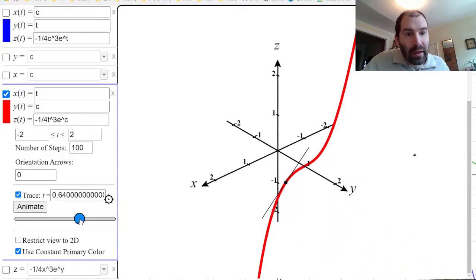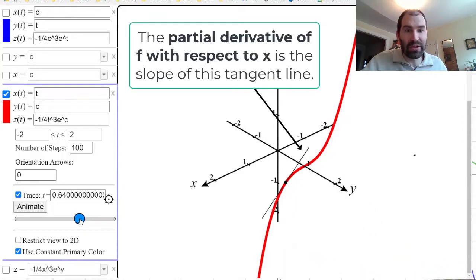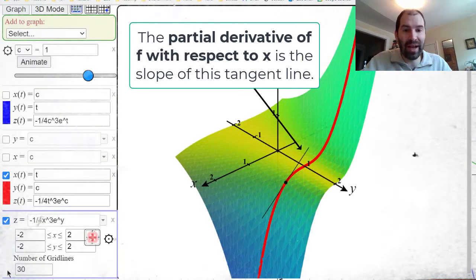Now, like I said, there are two derivatives we can take. x is only one of them. So we actually call that the partial derivative with respect to x. That represents the slope of this line. Let me put the graph back so you can see how that fits on top of everything.